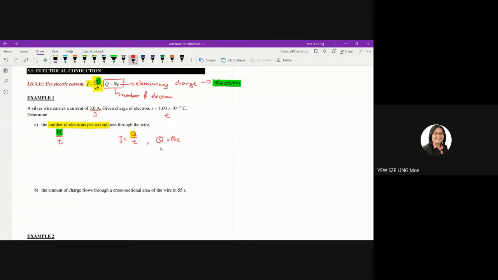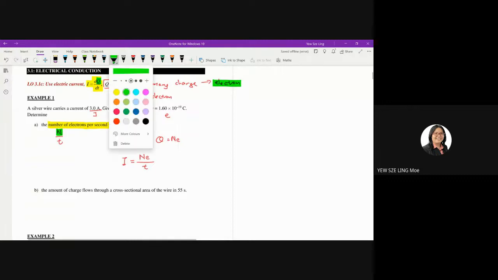So now let's see. If you plug it into the equations, you're going to obtain I is equal to ne over t. Aha! So now you have n over t in your equation. Meaning that now you do have enough information for you to calculate the value. You do have the right equations for you to determine n over t.